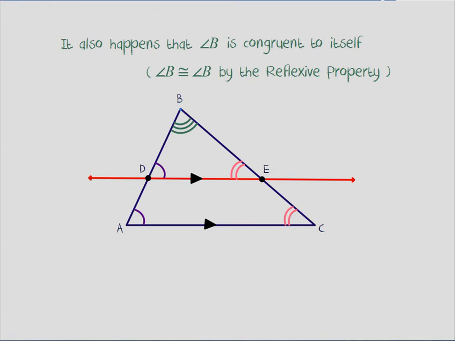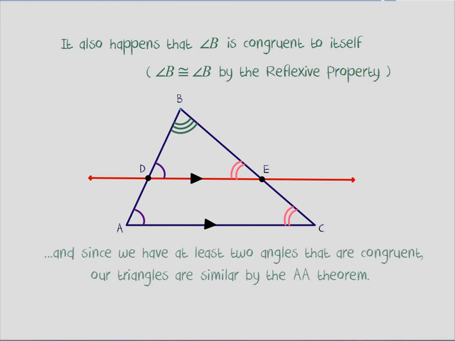It also happens that there's something called a reflexive property where I can say an angle is congruent to itself. So I'm going to say that angle B is congruent to itself by the reflexive property. Well, since we have at least two angles that are congruent, I can say that those two triangles are similar by the angle similarity theorem. So I'm going to say that triangle BDE is similar to triangle BAC.